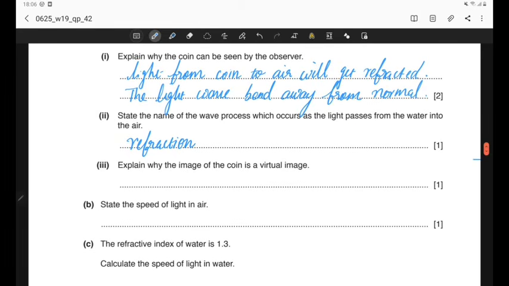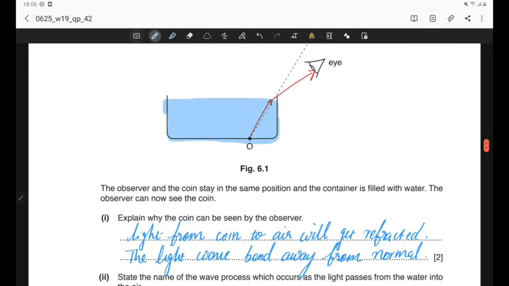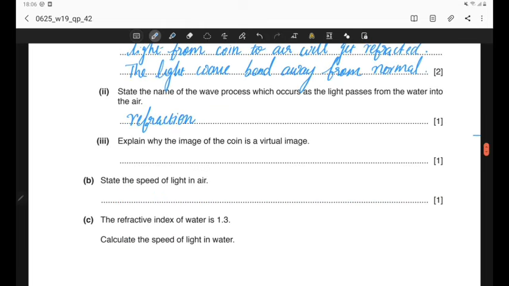Part 3. Explain why the image of the coin is a virtual image. So we know clearly that the observer can see the coin now only because the light waves are bending. It's not a straight wave from the object. So we can write that point. Rays do not originate from the image, or they only appear to come from the image. You can write any point.